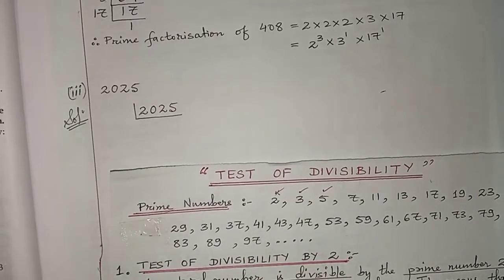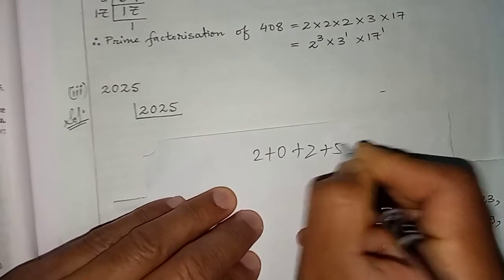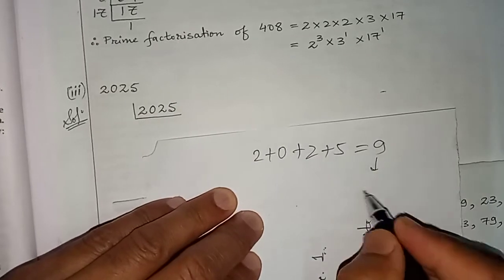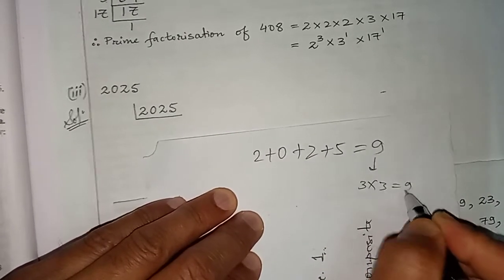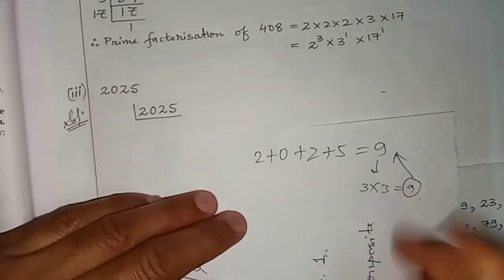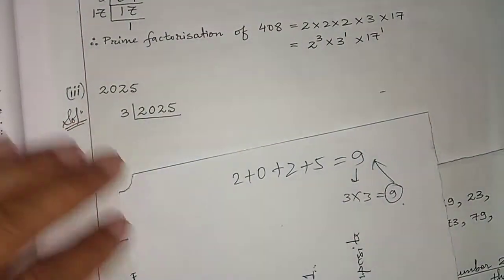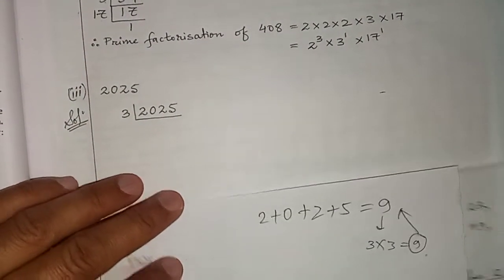Here the sum is 2 plus 0 plus 2 plus 5, which is 9. Does 9 come in the table of 3? Yes, 3 3s are 9. So it is confirmed that this 2025 we can divide by 3, because the sum is a multiple of 3.